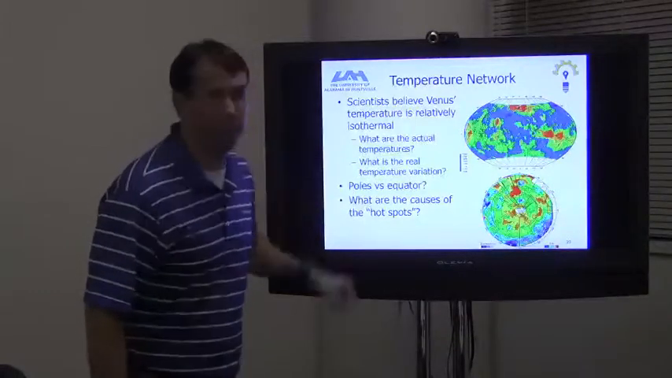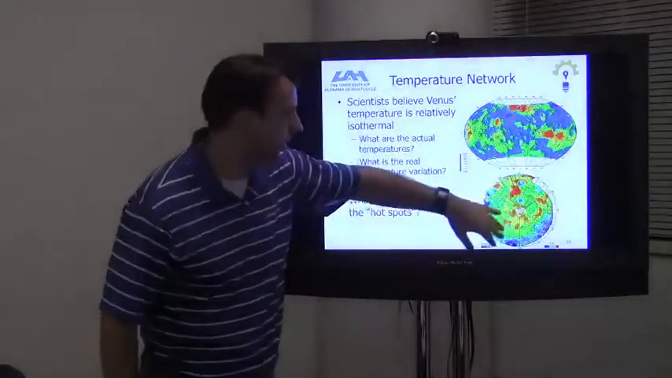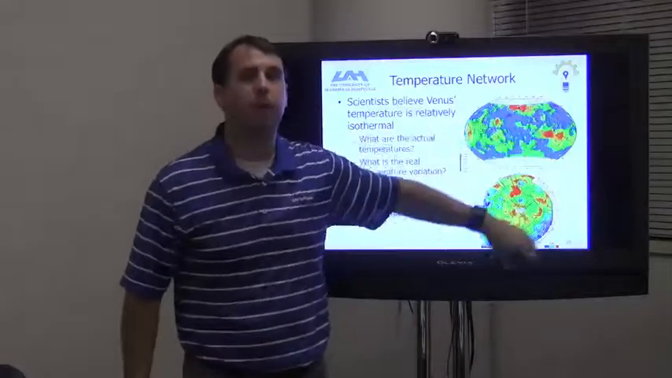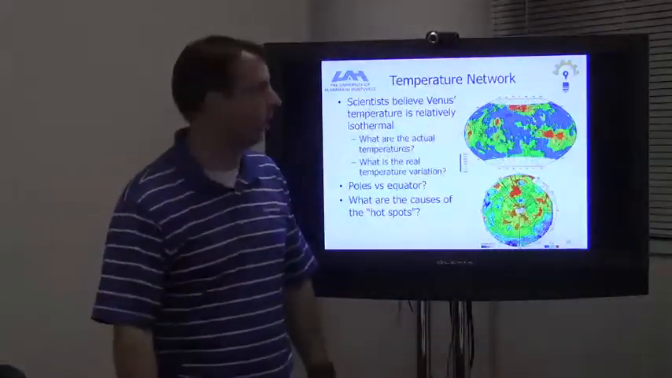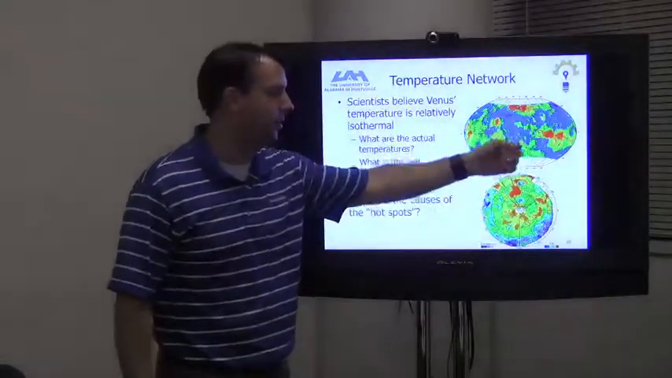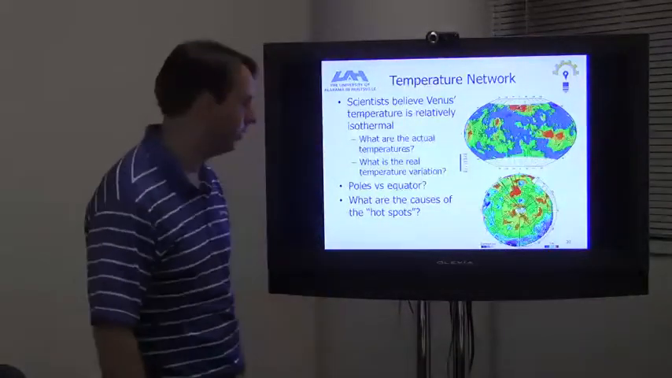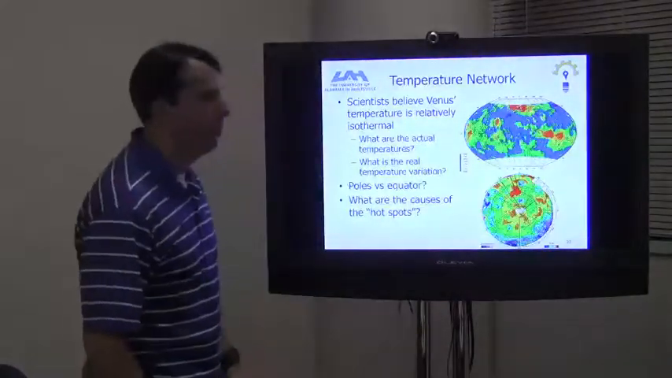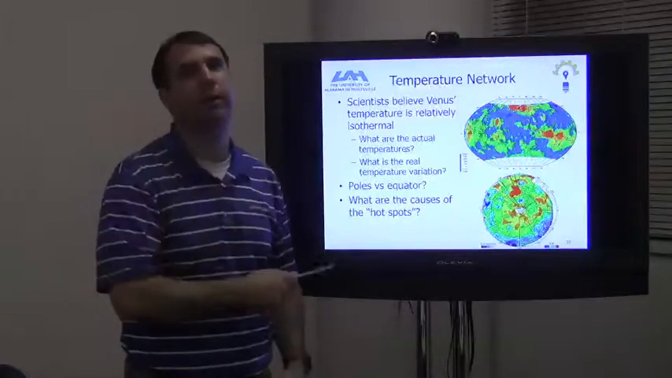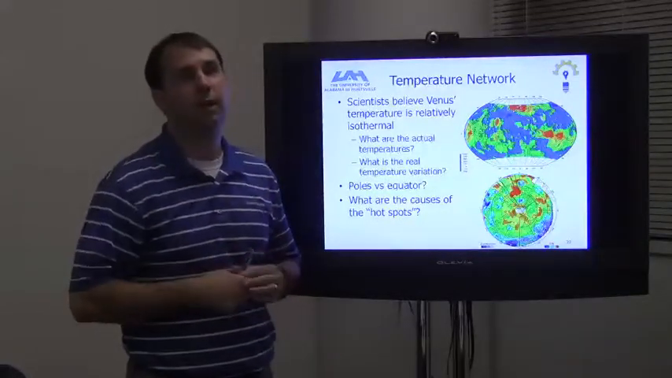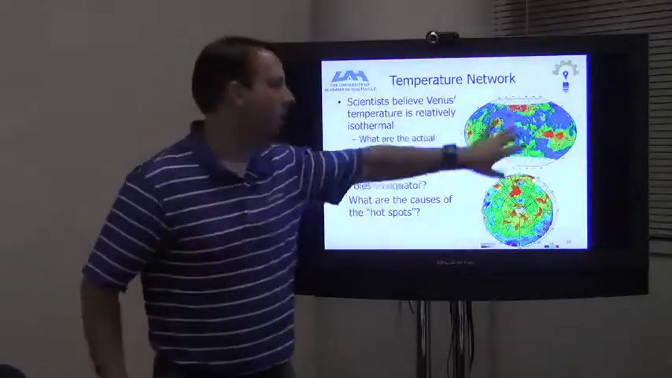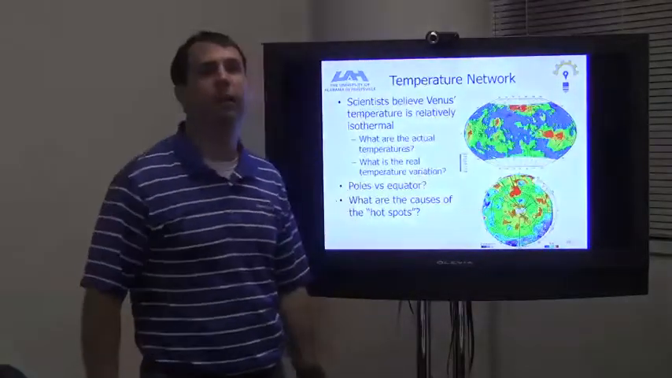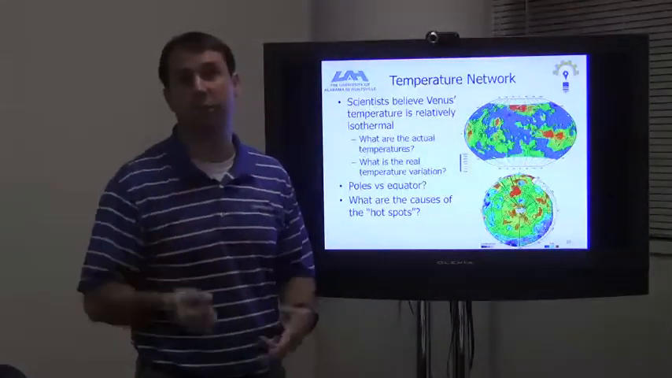What is the real temperature variation? These are actual temperatures from orbit probes of Venus's temperature, and you can see there's hot spots, there's cold spots and stuff. There's not much of a difference between these temperatures, but why is there a variation? What causes these hot spots that they have, and do the hot spots change? Do the temperatures change in a location?